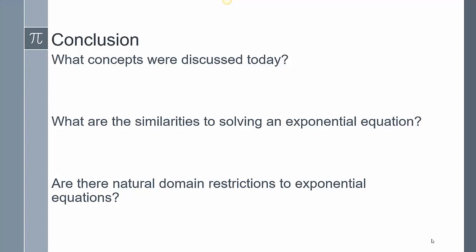So in closing, what type of concepts were discussed today? Well, we took a look at exponential inequalities, and I reminded you guys that when we have an inequality, we have to look at both the zeros and the undefined values. Now I want to hear from you, what are some of the similarities to solving an exponential equation? So what about what we did today versus what we did in the previous lesson? What are the same? And then are there natural domain restrictions to an exponential equation? And if so, how would you be able to find them?